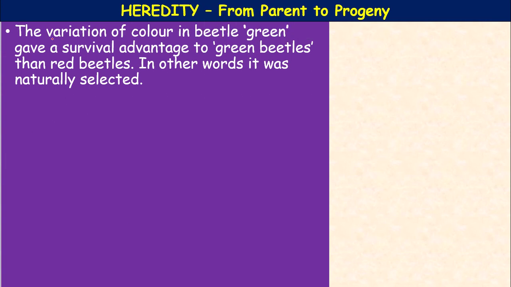The conclusion of this first situation: the variation of the color in the beetle, green, gave a survival advantage to the green beetles over red beetles. In other words, it was naturally selected, natural selection. This theory was proposed by Darwin, the theory of natural selection, or Darwinism. He proposed this, variations and heredity, how nature itself selects survival of the fittest. The term introduced by him is natural selection.